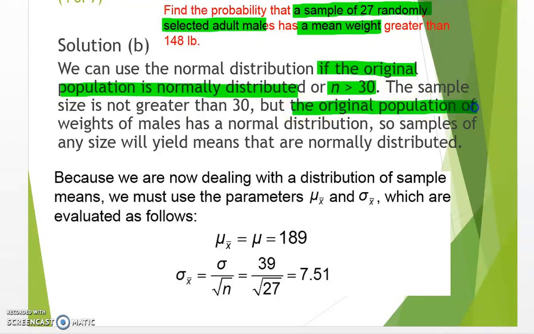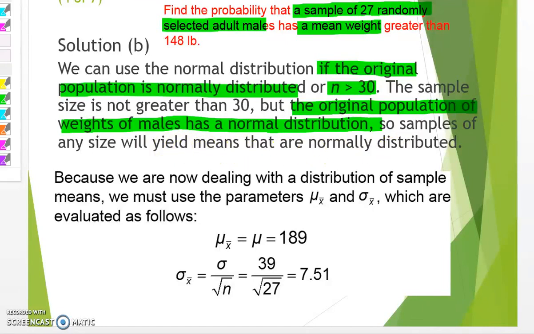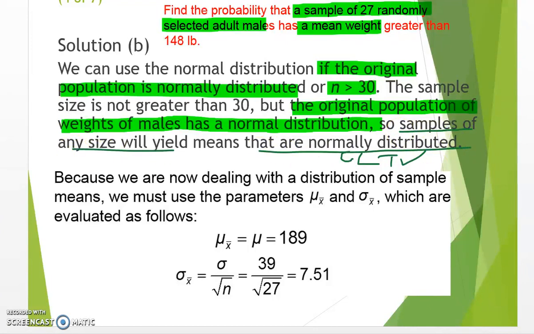However, the original population of males' weight is normally distributed, right? So samples of any size will yield means that are normally distributed, which means our central limit theorem works here. Okay, so central limit theorem is checked, which means sample means are still normally distributed. And then we can use the conclusion from the central limit theorem. We would have the mean of the sample mean and the standard deviation of the sample mean being computed. Okay, let's continue this in the next video.